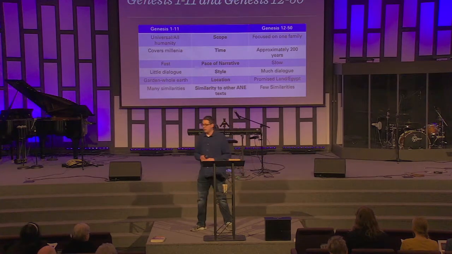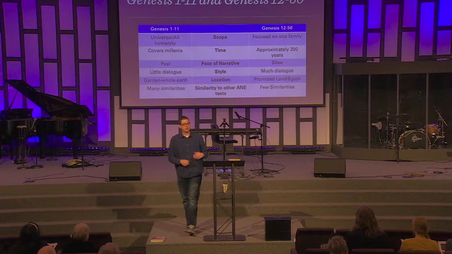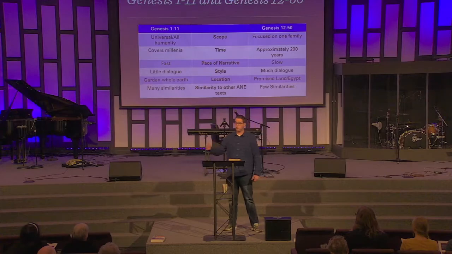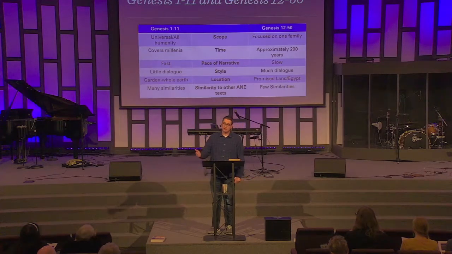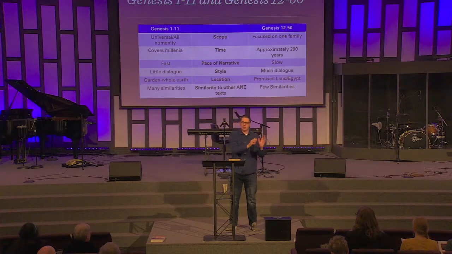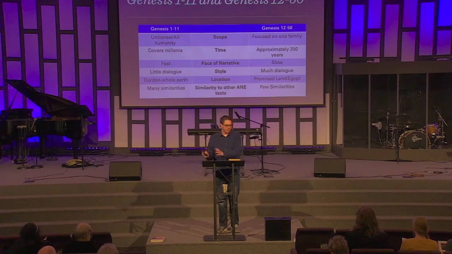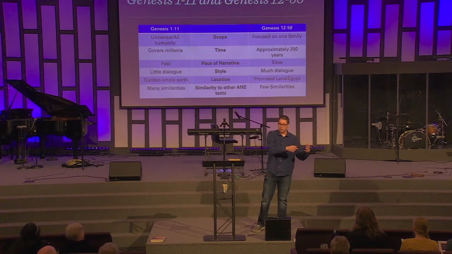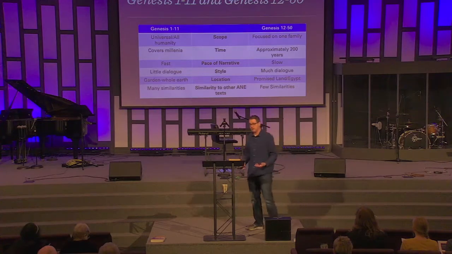And this last point is that Genesis 1 through 11 has really several parallels to other ancient Near Eastern stories or texts, whereas Genesis 12 through 50 really doesn't have any other ancient Near Eastern parallel. And I want to just focus on that for just a minute. There is no parallel account in ancient Near Eastern cultures to the story of Abraham. It's very unique. Other cultures don't have a father of a faith that produces a people that then spread and multiply because God has blessed them. That's a unique Israelite trait.